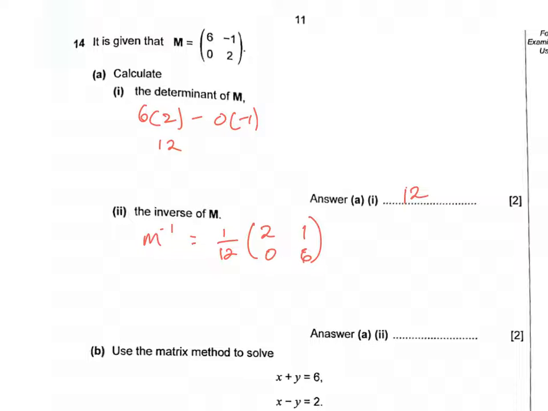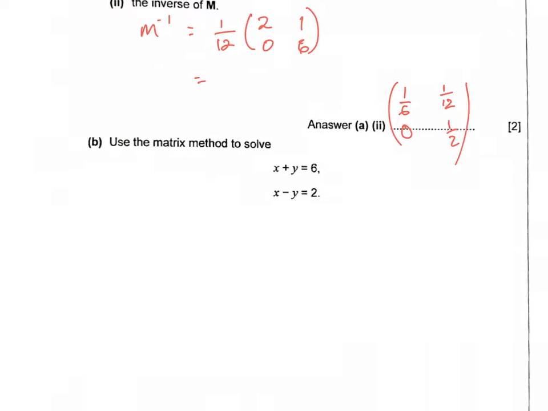Then if we multiply out, 1 over 12 times 2, I will get 1 over 6. If I multiply this by that, I will just get 1 over 12. If I multiply this by that, I get 0. If I multiply this by that, I get a half. And that is the inverse of M.